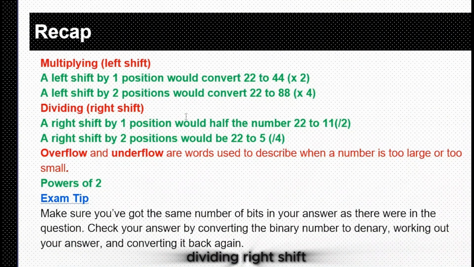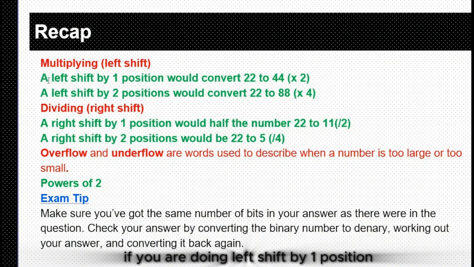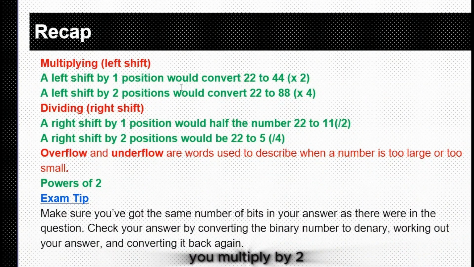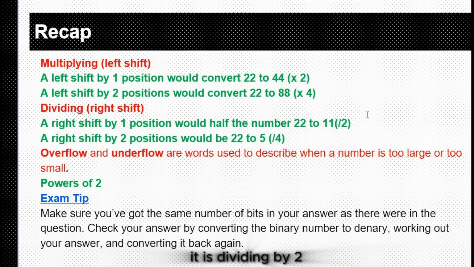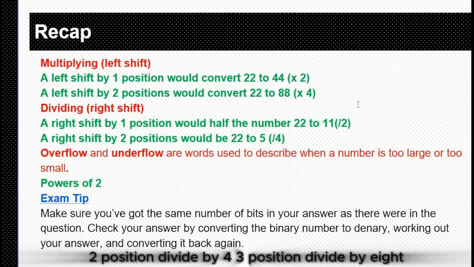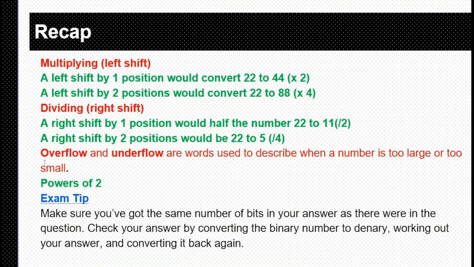So just to recap, multiplying left shift, dividing right shift. If we are doing left shift by 1 position, we multiply by 2. If we are doing 2 position, we multiply by 4. If we are doing 3 position, we multiply by 8. Dividing right shift, if we do it by 1 position, it is dividing by 2, 2 position divide by 4, 3 position divide by 8.